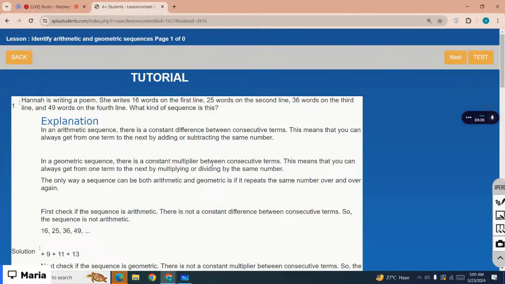In an arithmetic sequence, there is a constant difference between consecutive terms. This means that you can always get from one term to the next by adding or subtracting the same number, right? And in geometric sequences, there is a constant multiplier between two consecutive terms. This means that you can always get from one term to the next by multiplying or dividing by the same number, right? The only way a sequence can be both arithmetic and geometric is if it repeats the same number over and over again, right?